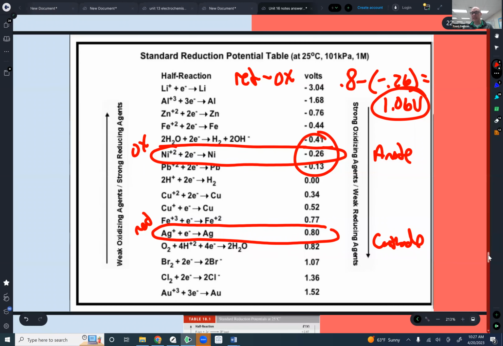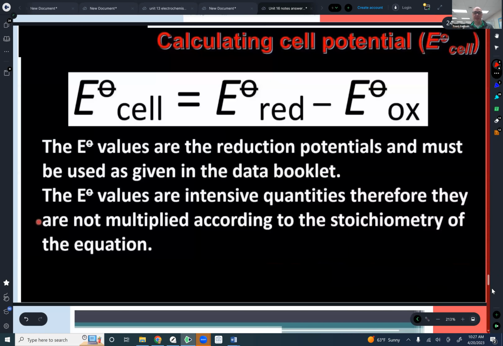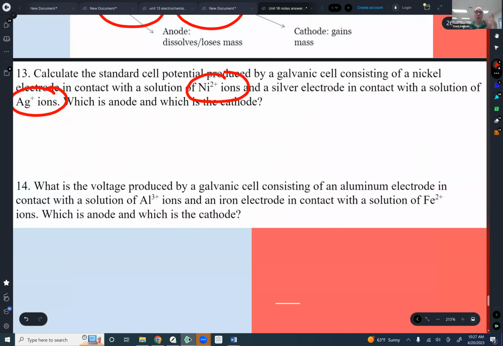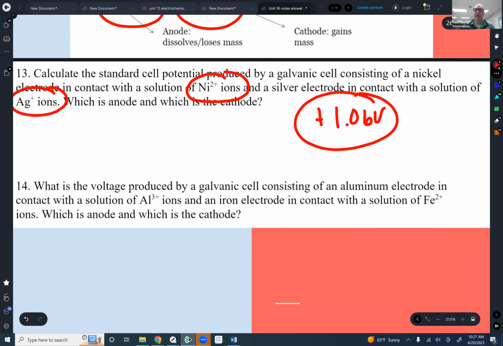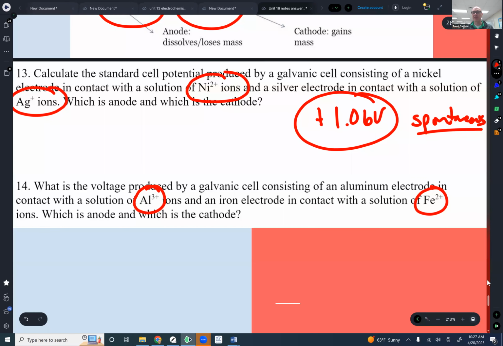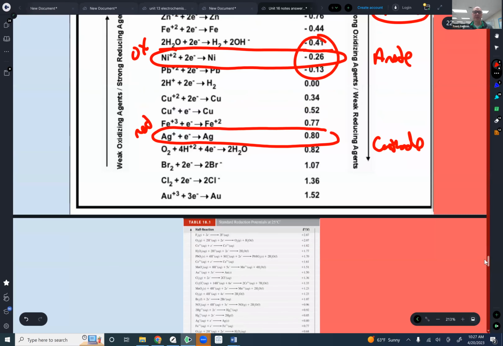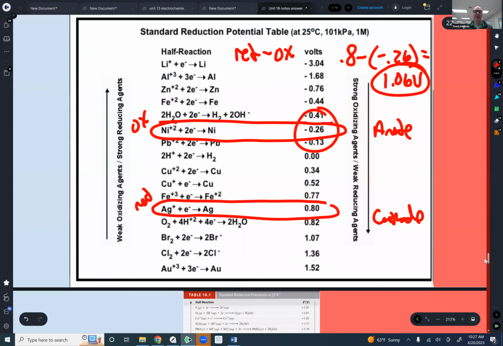Okay, let's do the same now for the second example. Oh, and by the way, because it's positive 1.06 volts, that means this is spontaneous. So this battery will work. That's what spontaneous means. It's going to produce electricity. All right, so now I've got aluminum and I've got iron. Let's figure out which is which. Let's go back to the chart and see if we have them on here. I have aluminum and iron at the top.